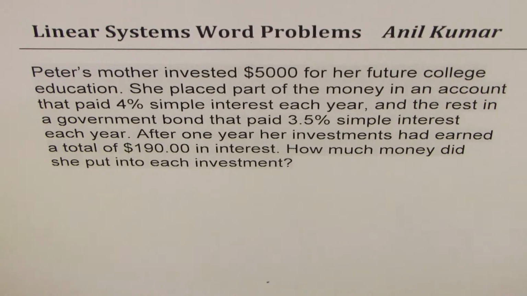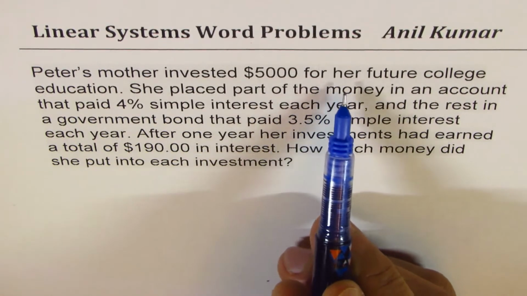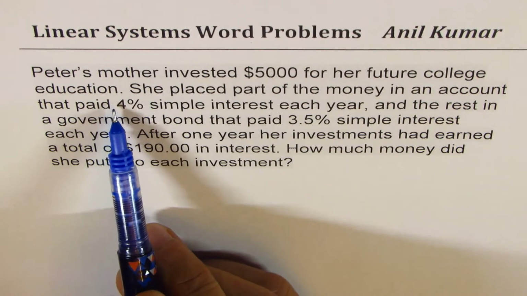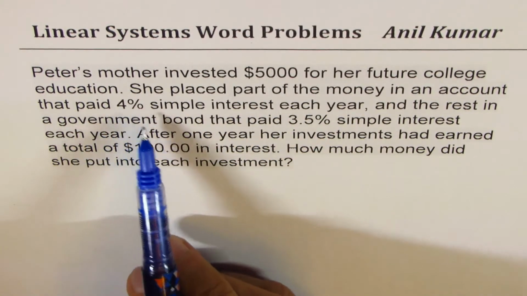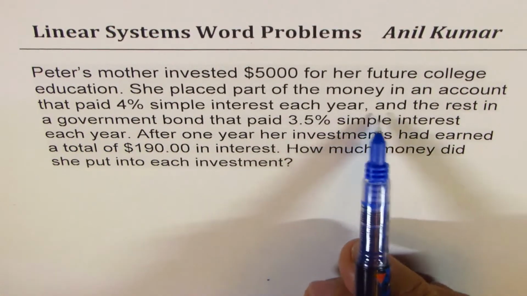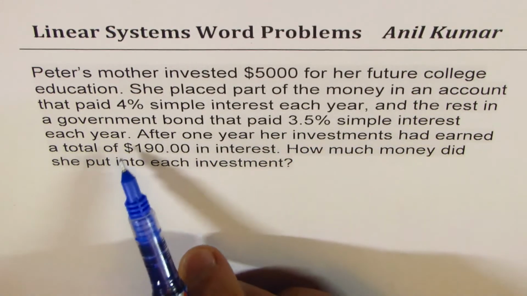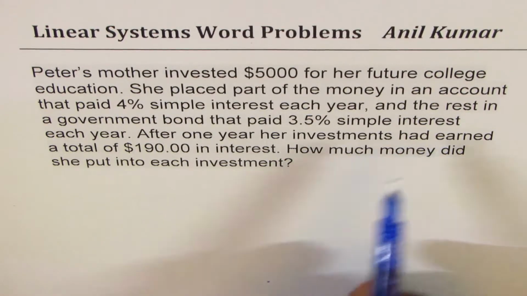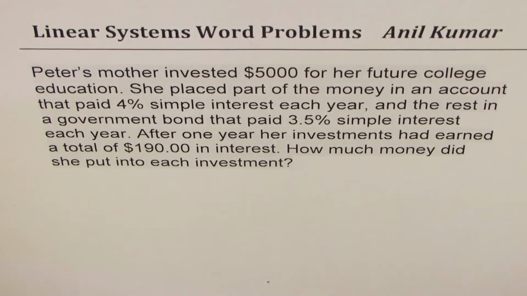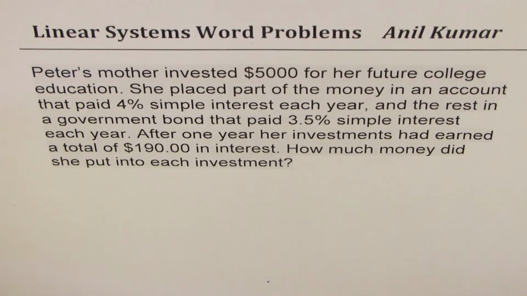The question here is Peter's mother invested $5,000 for her future college education. She placed part of the money in an account that paid 4% simple interest each year and the rest in a government bond that paid 3.5% simple interest each year. After 1 year, her investments had earned a total of $190 in interest. How much money did she put into each investment?